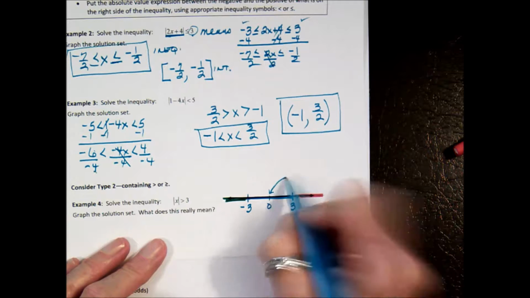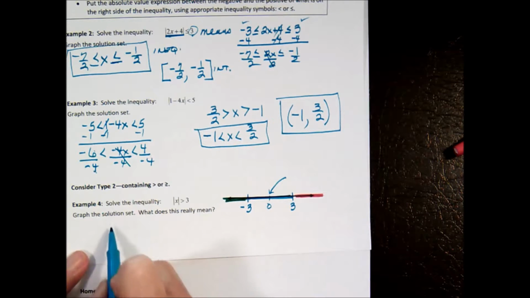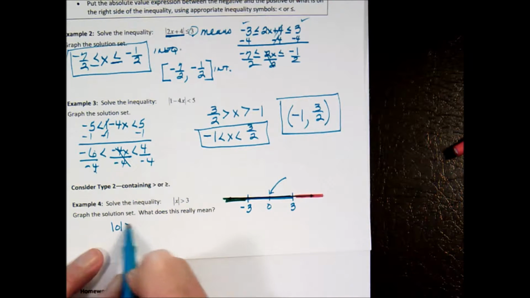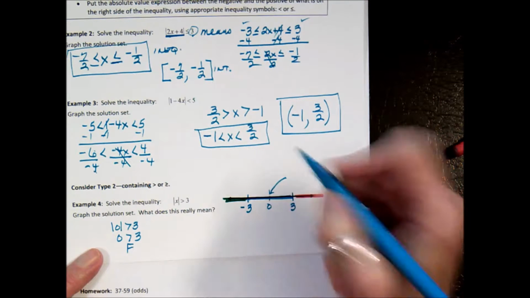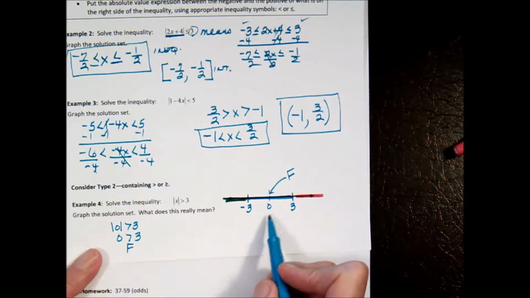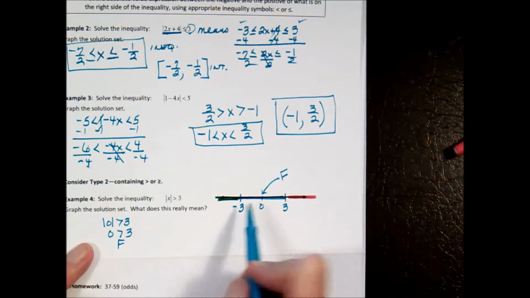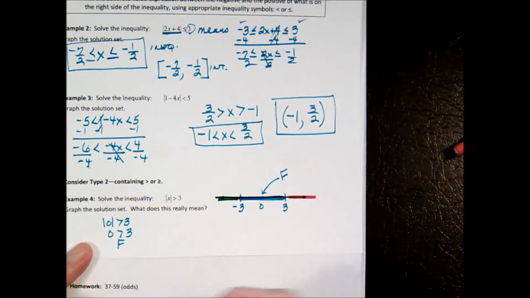So first off, let's test something that's in between negative 3 and 3, like 0. So we would say, is the absolute value of 0 greater than 3? Is 0 greater than 3? Well, no, it's not. So that is false when I tested 0. That whole blue region here is false.